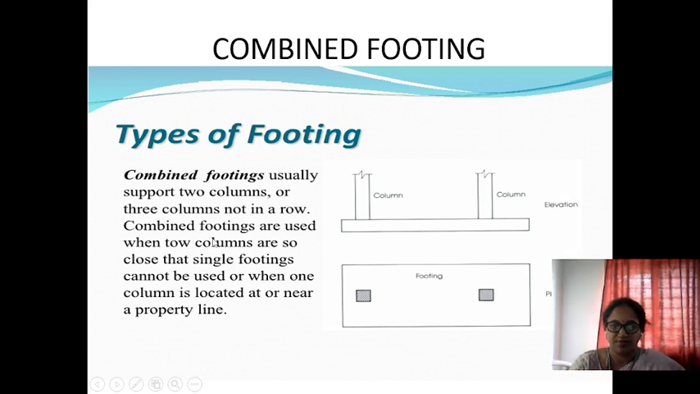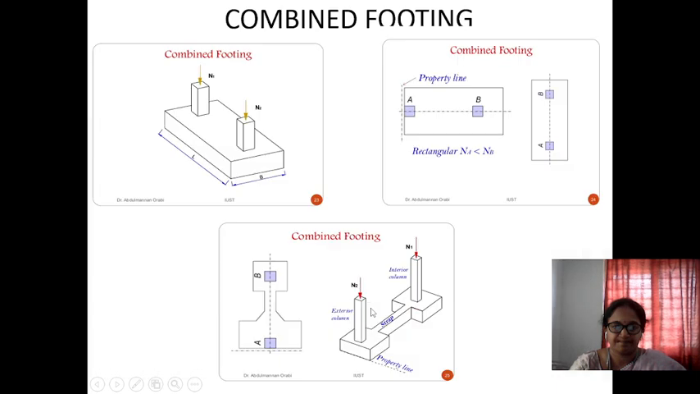Now coming to combined footing. These usually support two or three columns, which may or may not be in a row. Combined footings are used when two columns are so close that single footings cannot be laid. When two columns are very near, the footings may overlap one on the other. In that case we can go for a combined footing. These are the images for the combined footings.